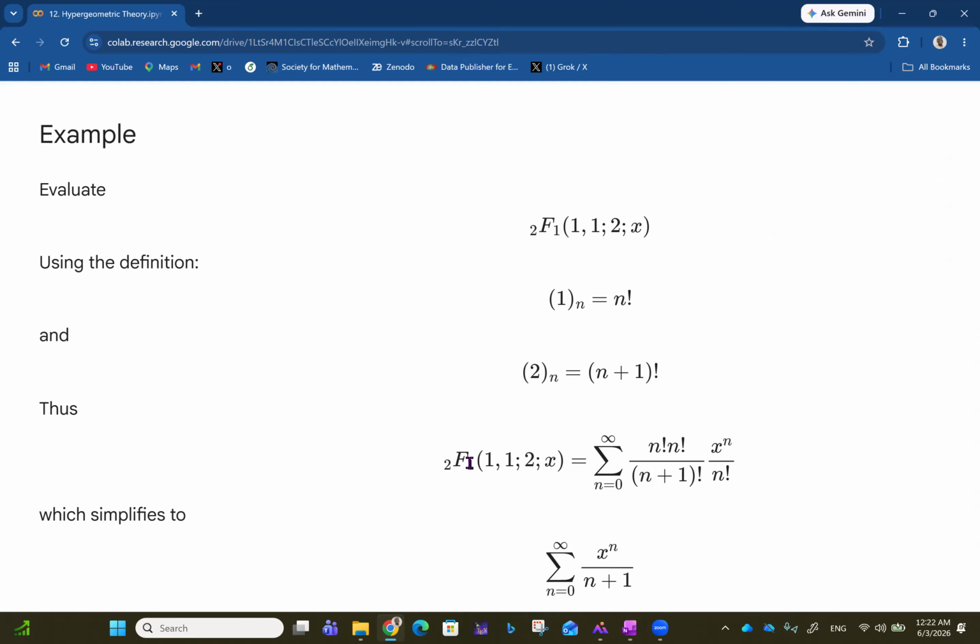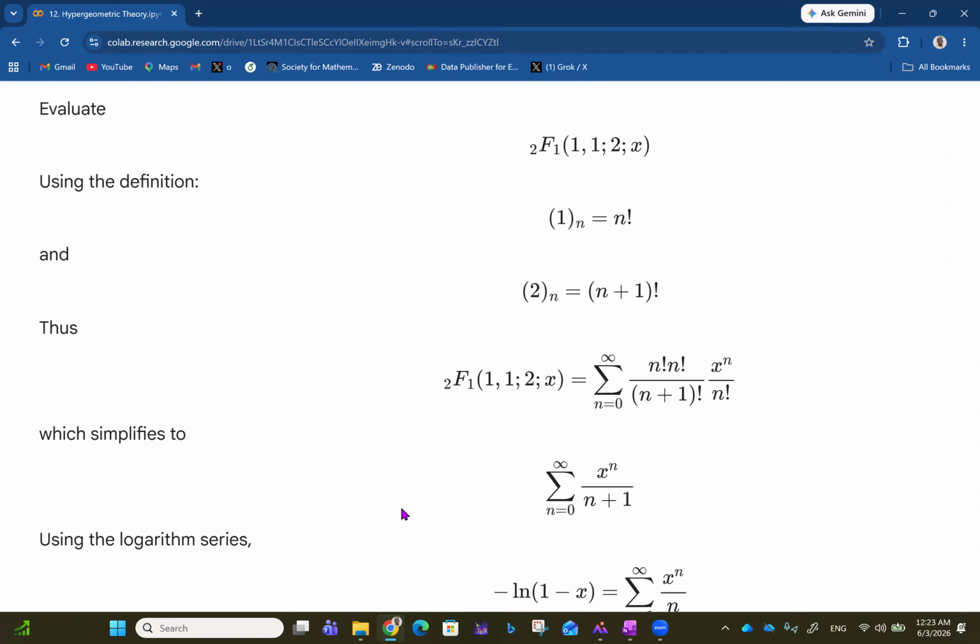Thus, we can say that 2F1(1, 1; 2; x) will now be the summation from n equals 0 to infinity. So you have 1, 1 here. So 1 sub n, that's n factorial. 1 sub n again, that's n factorial, because this is a sub n, b sub n. And down here, you have c sub n. Because c is 2 now, 2 sub n is n plus 1 factorial. And then you have x raised to n over n factorial.